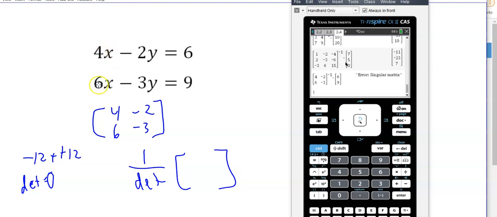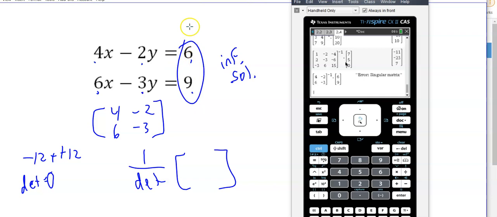Well, that's a 4 to 6 ratio. That's like a 2/3 ratio from 4 to 6. From 2 to 3 is a 2/3 ratio. From 6 to 9 is a 2/3 ratio. I think that is the exact same equation. So this is an infinite number of solutions.